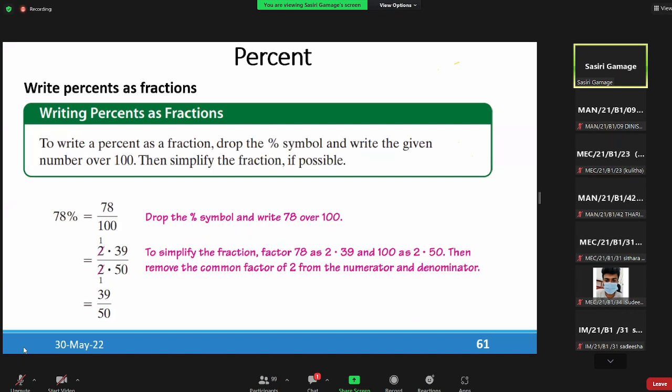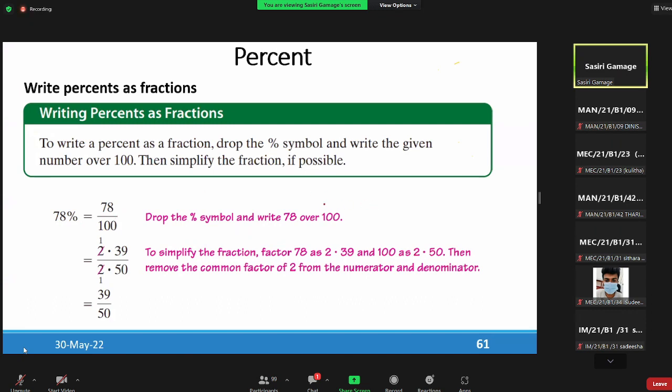When we have some percent value, we are going to convert it into a fraction. As an example, here you can see 78%. Then first thing, we are going to forget about this percent mark, take the number, and divide it by 100. Then we have the fraction. Then we can simplify it.